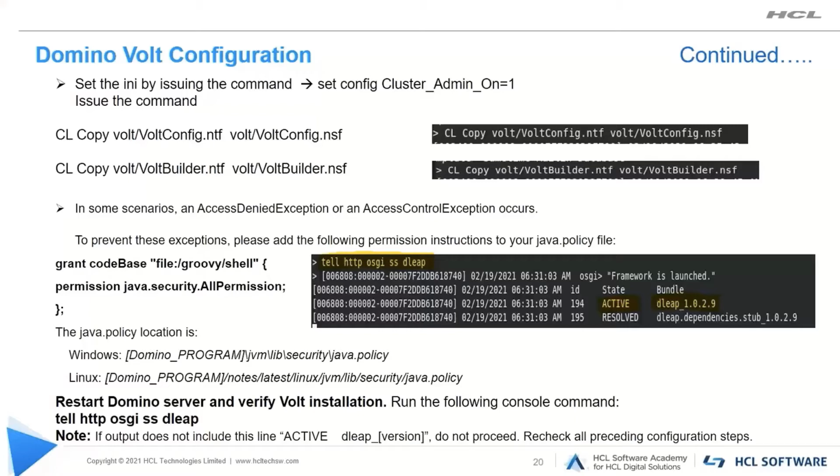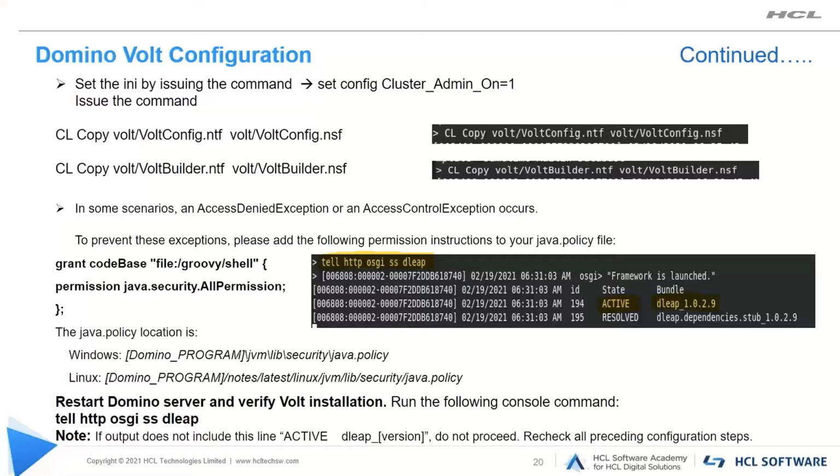Before we use the Domino server CL copy command, you need to add a notes.ini parameter on the Domino server as shown in the slide using the set config command. Now to create the required Volt database, the command can be issued on the Domino server console as shown in this slide.